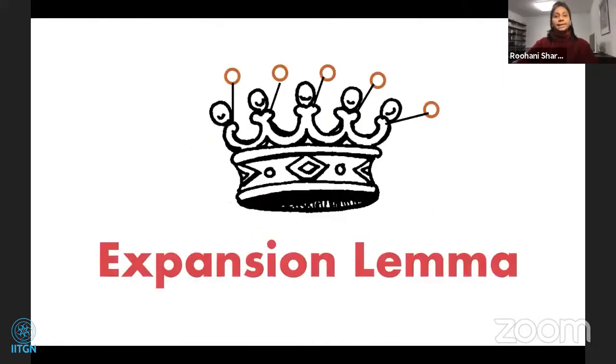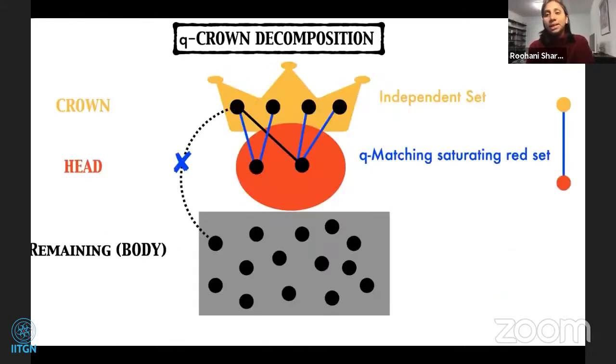and jump to the next tool, which is the expansion lemma. And as I said before, the expansion lemma can be thought of as a generalization of the crown decomposition lemma. And the generalization is in the following sense. So the expansion lemma also gives us a similar decomposition like the crown decomposition, but it gives us something more. And something more is as follows.